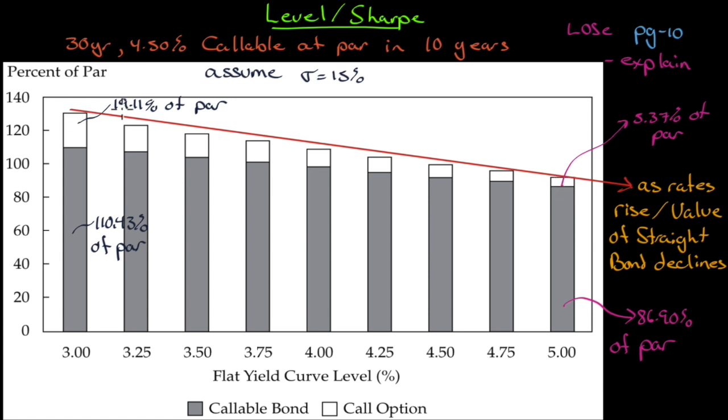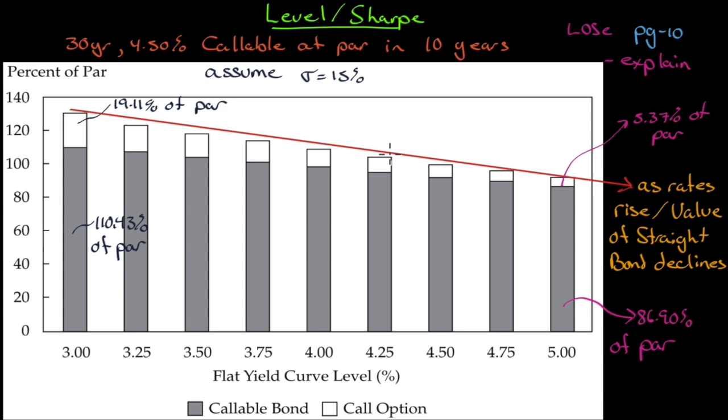Let's first of all make sure we know how we're reading the chart, right? We see the value of the straight bond decreasing as interest rates rise. Does that make sense to you? As interest rates go up, the price of the bond as a percentage of par drops. Yes, as rates rise, the value of a straight bond declines. Great. Let's look at what happens to the value of the option of the call in here.